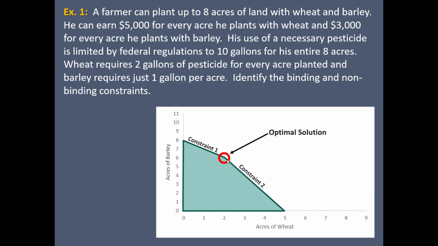Depending on the way the slope of our objective function worked out, we may have had this point as our optimal solution, in which case only constraint 1 would have been binding, and constraint 2 would not have been involved at this point, so it would be non-binding. Or if the slope was a very steep negative slope, we may have had our optimal solution occur here, in which case constraint 2 would be the only constraint involved at that optimal solution point. And constraint 2 would have been binding and constraint 1 non-binding.